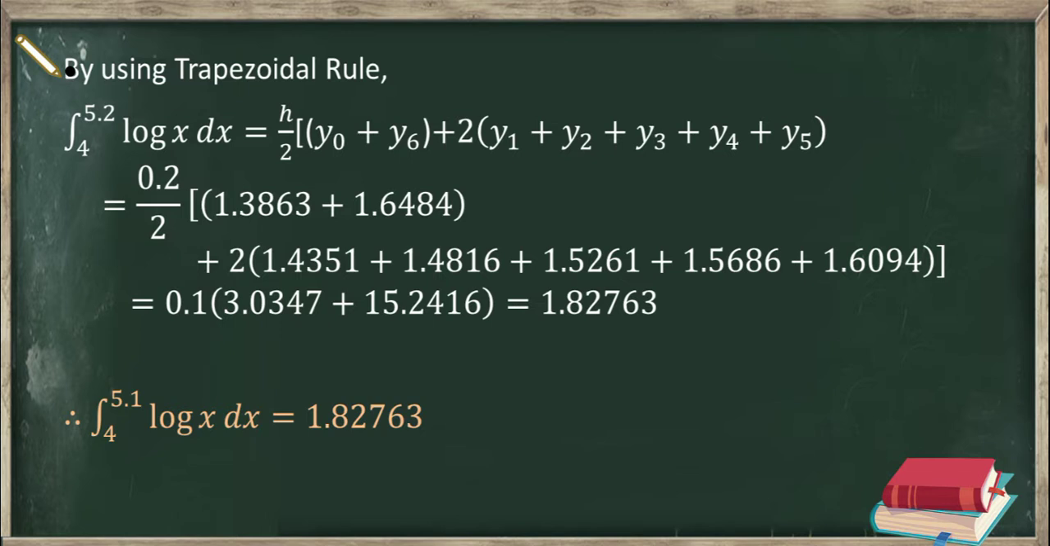H is 0.2 upon 2 in bracket 1.3863 plus 1.6484, just substituting the values, plus 2 times 1.4351 plus 1.4816 plus 1.5261 plus 1.5686 plus 1.6094. Solving this equation, we get 1.8276. So our answer is integration 4 to 5.2 of log x dx is equal to 1.82763.